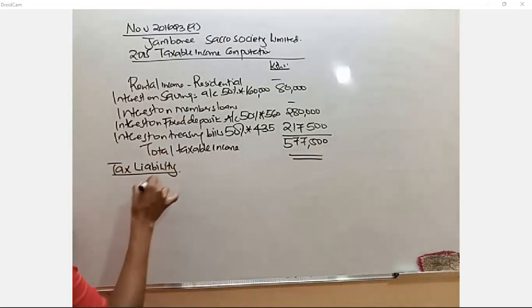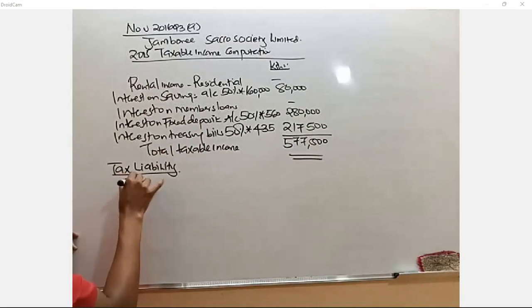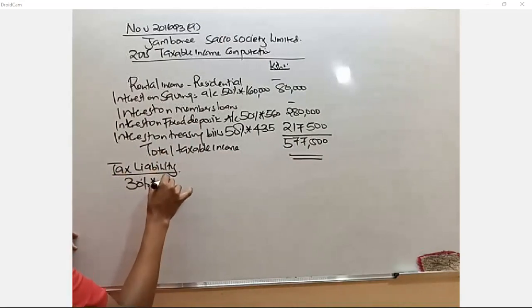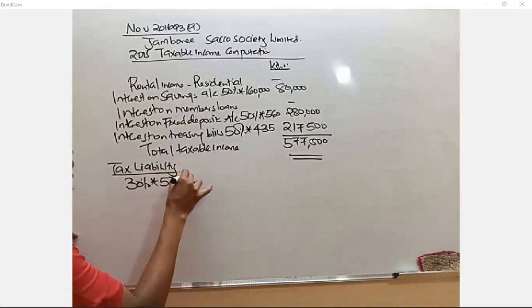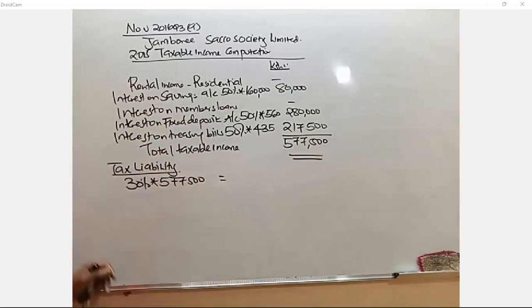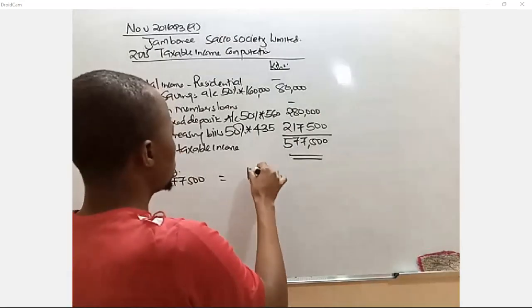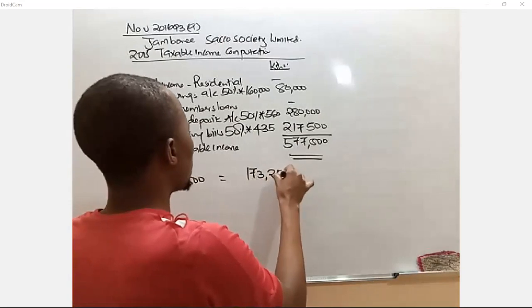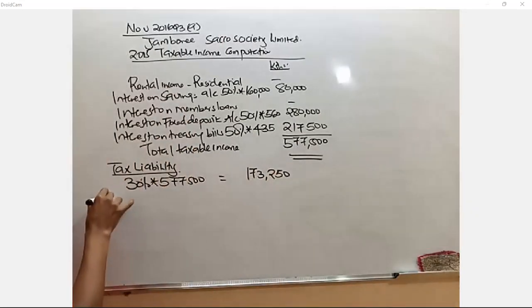So the tax liability we have, we discussed about 30%, unless otherwise stated. 577,500 times 0.3, we are getting 173,250. Then we less the withholding tax reliefs.